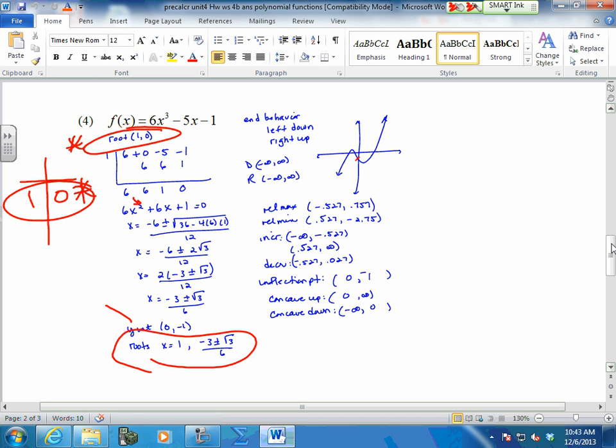Y-intercept, plug in x is 0. Show me the substitution. You know, again, this is nice. The cubing function, domain and range are all real numbers. Relative max, relative min. Inflection point, take your relative max and your min, your x values, and take the average. It's a nice average. It came out to be 0.